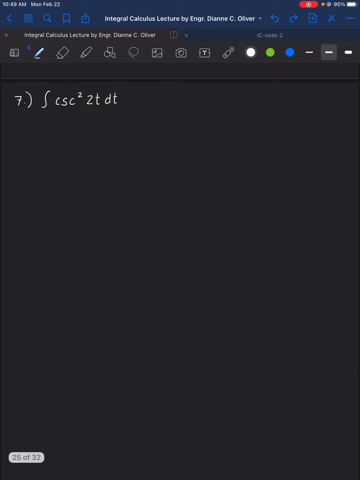Let's go for example number 7. So if we let here u is equal to cosecant 2t, we're trying to use here the power formula. So what's the derivative of cosecant 2t? That is negative cosecant 2t cotangent 2t and then 2 dt. There's no cotangent in the given, therefore we will be disregarding this. We are not going to use the power formula.